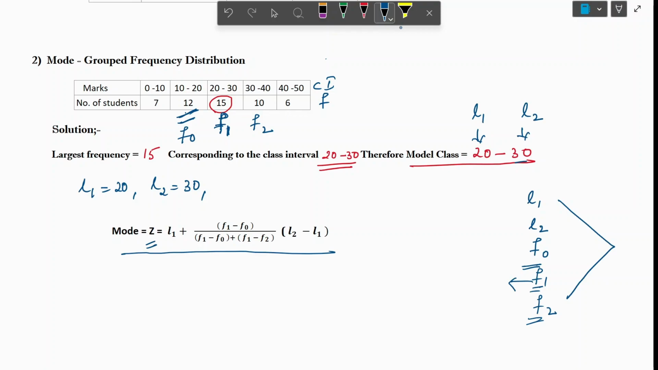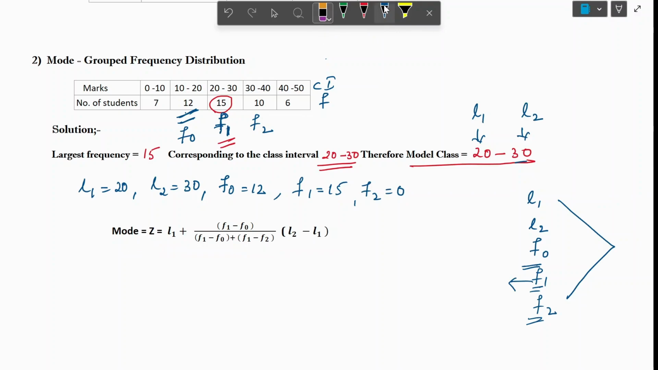That means here you are going to write F0 equal to 12. See, this is in order: F0, F1, F2. Which one will you locate first? F1. Okay, now we are going to write the values: F0 is 12, F1 is 15, and F2 is 10. After that we are going to substitute in the formula.